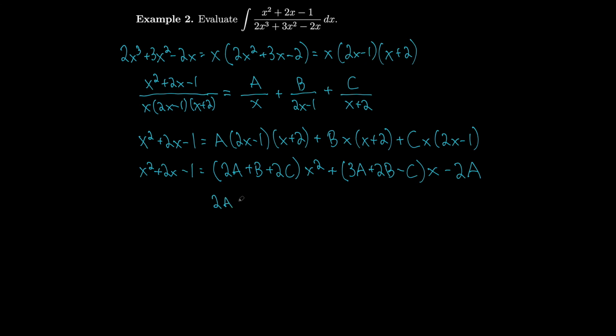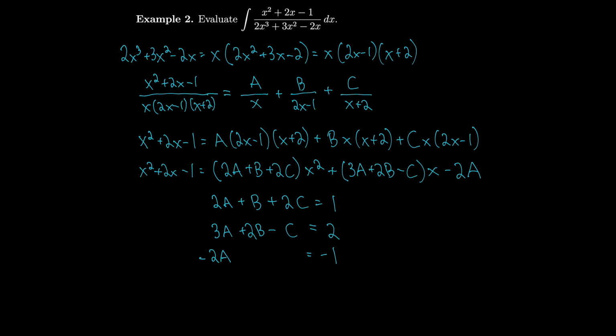So 2a plus b plus 2c must equal 1. Similarly, this something times x must equal 2 times x. So we must have 3a plus 2b minus c is equal to 2. Lastly, we must have the constant term equals the constant term. So we must have minus 2a is equal to minus 1.